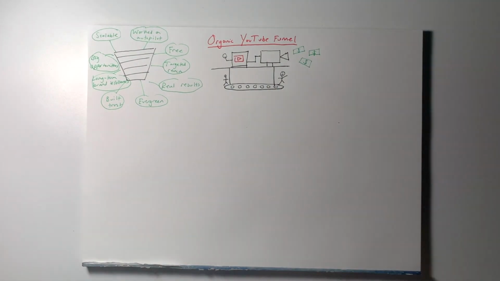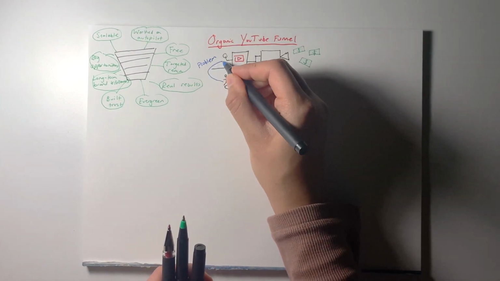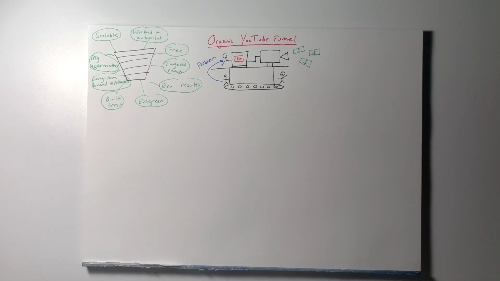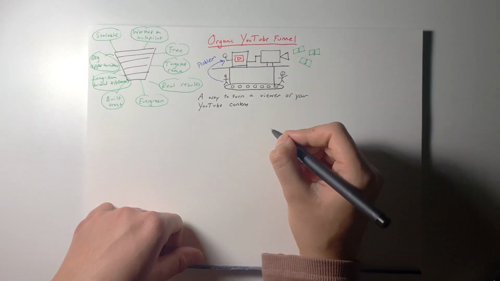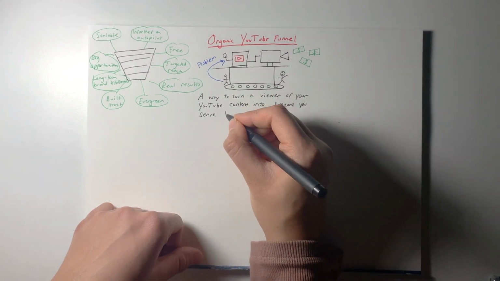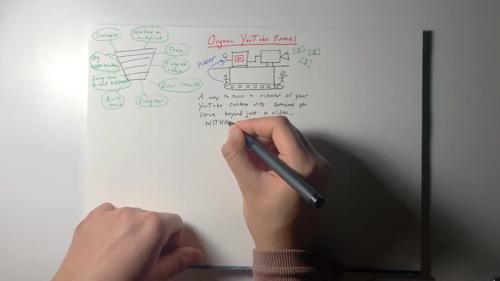Why do I call it that? Because if someone has a problem nowadays, whether it's that they can't lose weight, or they're researching an investment strategy, or they want marriage advice, where are they going? Many people are going to YouTube. So the way that I define an organic YouTube funnel is that it's a way to turn a viewer of your YouTube content into someone who you serve beyond just a YouTube video without paid ads.